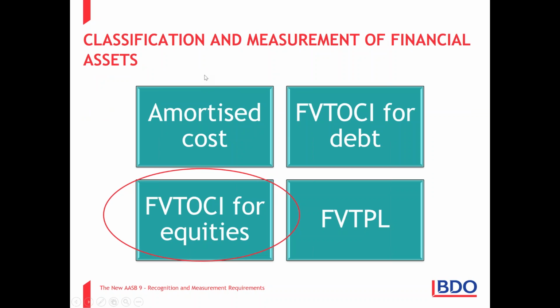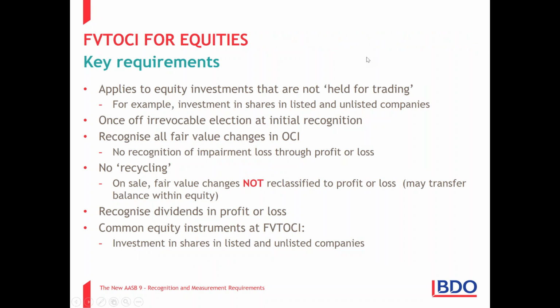So what if instead of fair value through profit and loss, we land into this category, fair value through other comprehensive income, and specifically equity instruments? And remember, if it's a fair value through other comprehensive income equity instrument, we know we cannot recycle to profit and loss. That's very important to remember. So key requirements of this category: it applies to equity investments that are not held for trading. Once it's not held for trading, you can make this once-off irrevocable election at initial recognition.